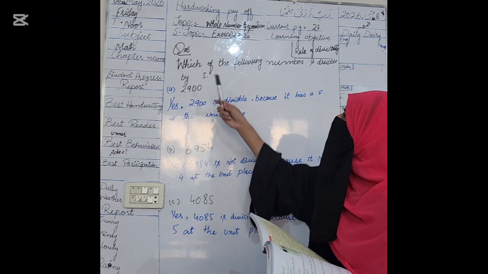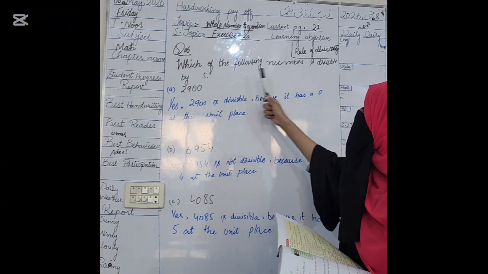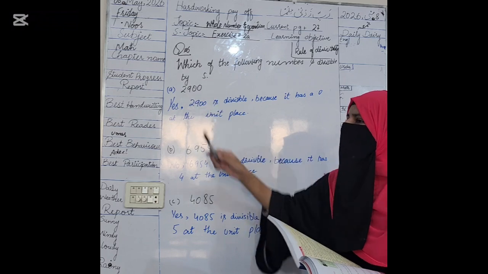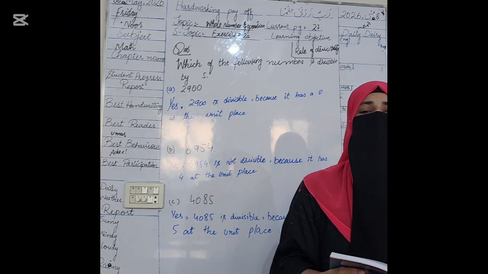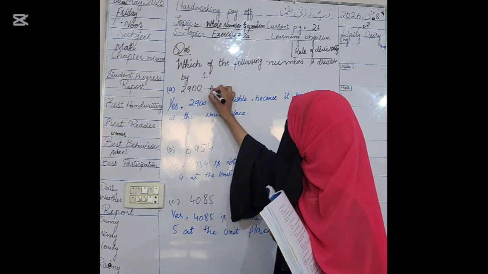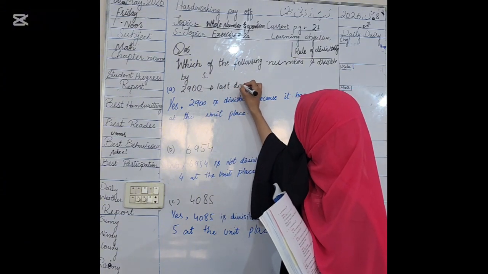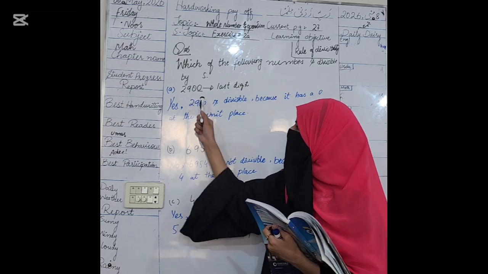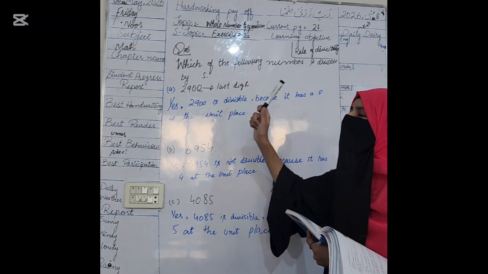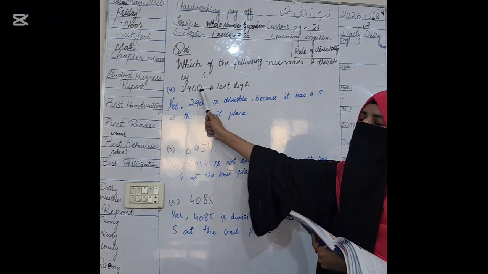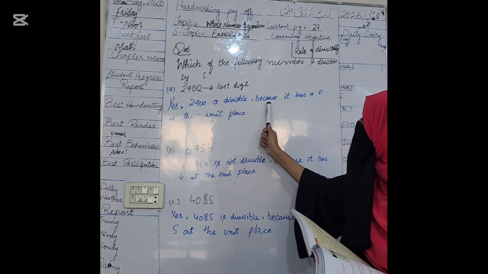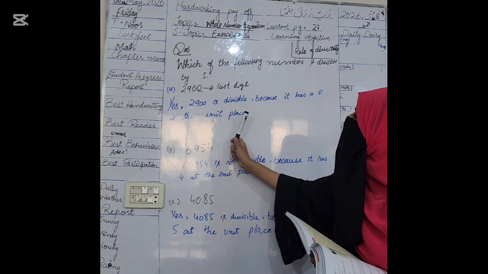So look at your question. Question number 6, which of the following numbers is divisible by 5? Part A is 2900. So students, you know that firstly we look at its unit place. What is the unit place? Unit place is the last digit. If the digit is 0 or a 5, it is divisible by 5. So look, the digit is a 0. So yes, 2900 is divisible because it has a 0 at the unit place.